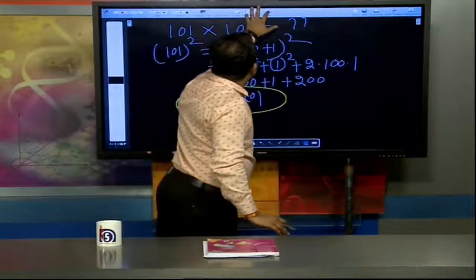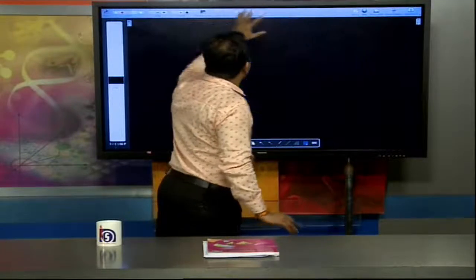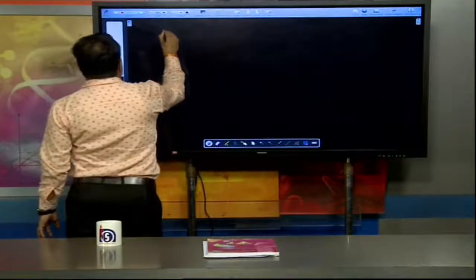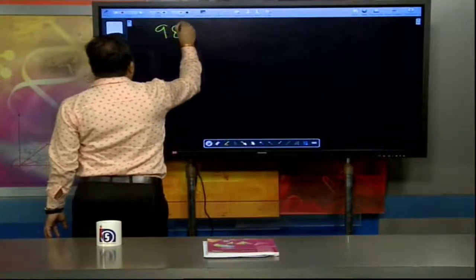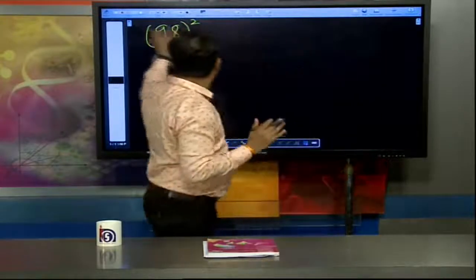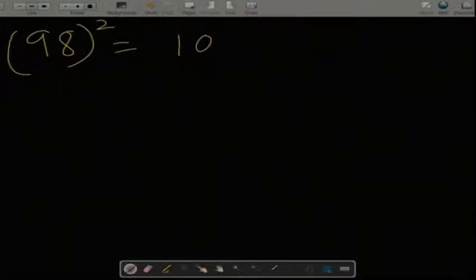Now we will move on. Suppose another example: we are going to find out 98 whole square. How do we find 98 whole square? 98 I can write as 100 minus 2, there is no problem, because 100 minus 2 is 98. So in place of 98 I can write (100 minus 2) whole square.